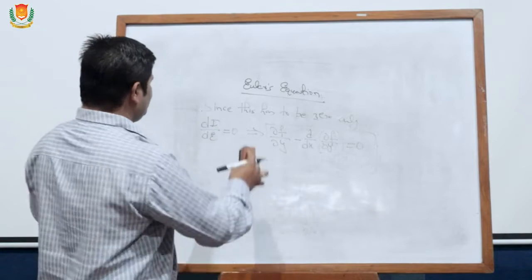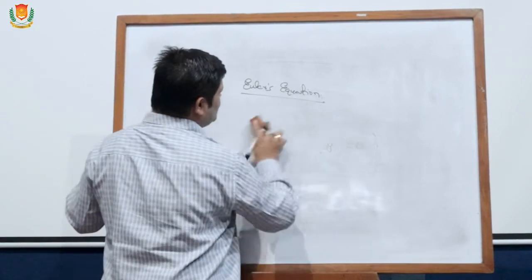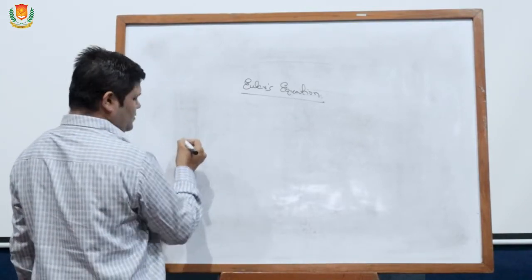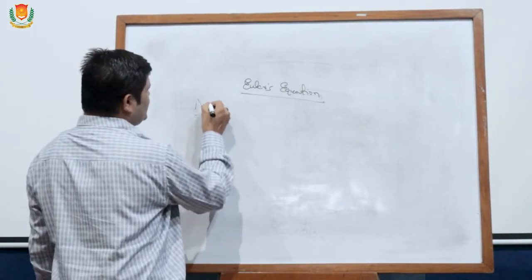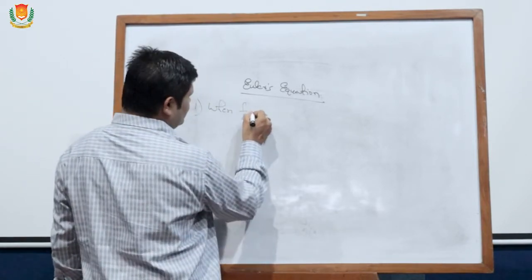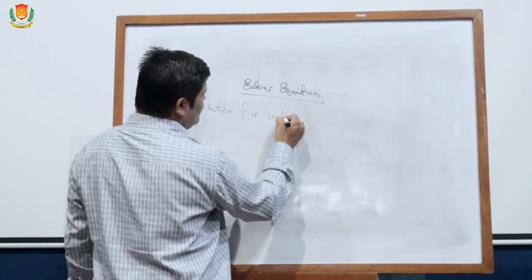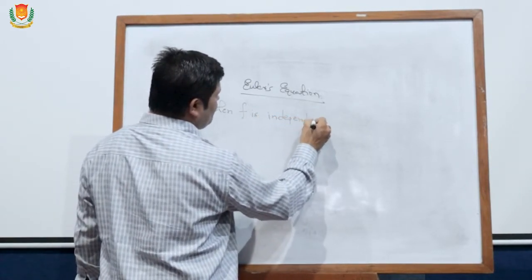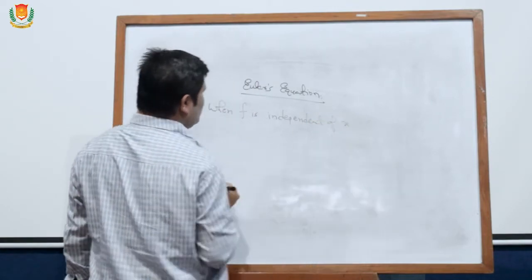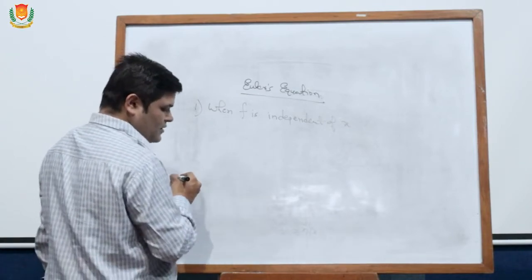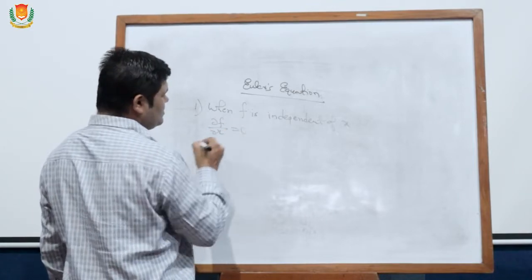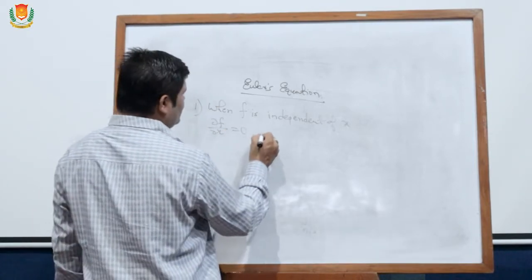Okay, after that I am giving you some short forms of Euler's equation, solutions of Euler's equation. First part is when f is independent of x. Okay, when f is independent of x, what we have? We have del f upon del x is equal to 0.